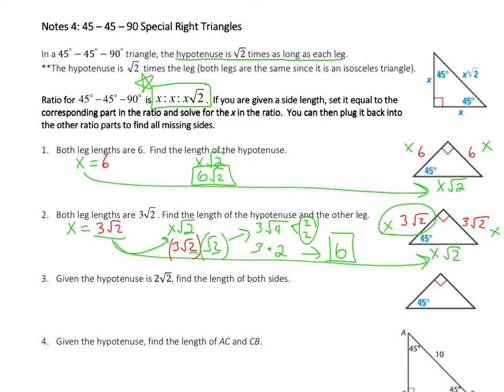We already know what the other leg is, so all the piece that we were missing was the 6, and then the leg was the 3 square root 2.